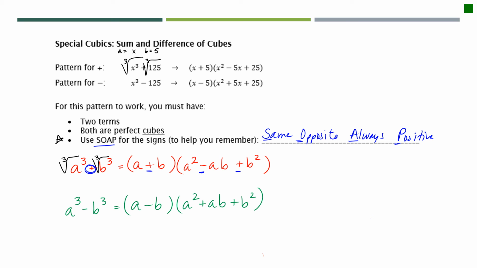I figured out that my a was x and my b was 5. So then I just plug it in. This is going to be a plus b, so x plus 5. And then a squared, so I take my x, which is my a value, and square it. This is ab, so I just multiply them together, 5 times x. And then my last number is always positive, and it's my b number squared, so 5 squared is 25. Okay, and it works the exact same way with difference of cubes, it's just that the signs are flip-flopped.